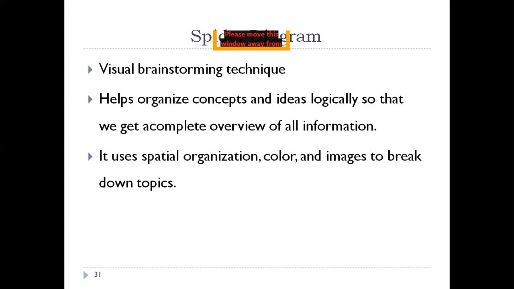Now, another example of a tool for data collection is a spider diagram. A spider diagram is a visual brainstorming technique which helps to organize concepts and ideas logically so that we get a complete overview of all the information. So at the center of the spider diagram will be the research question, around which you will have a web of concepts. So it uses spatial organization, color and images to break down the topics.